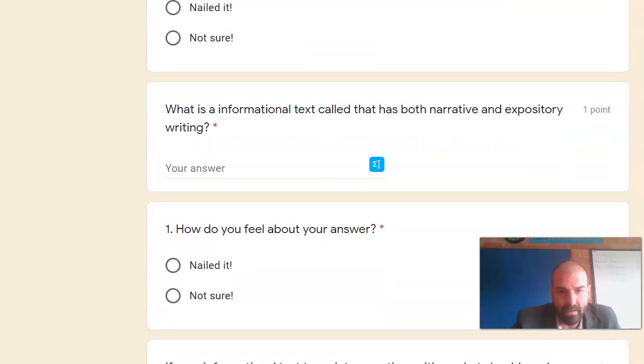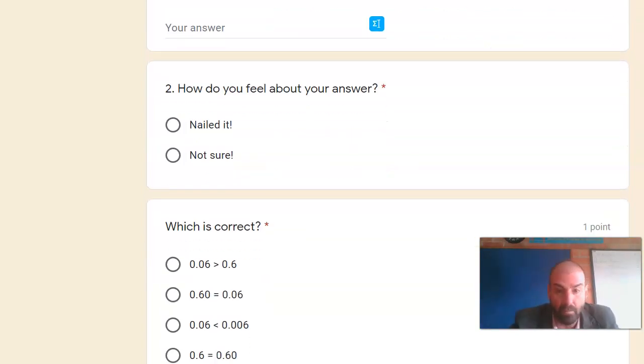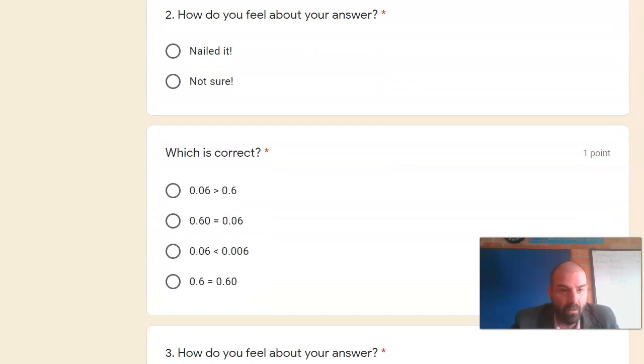What is an informational text called that has both narrative and expository writing? Hybrid. If your informational text turns into narrative writing, what should you be on the lookout for? Characters, problem, solution, setting, things like that. Motivations, traits.